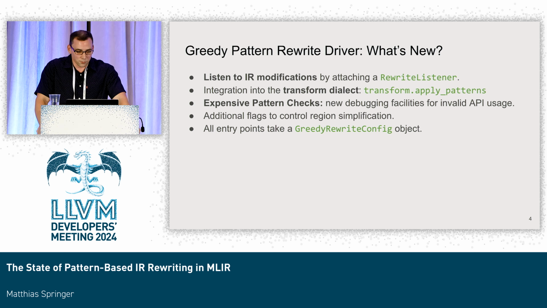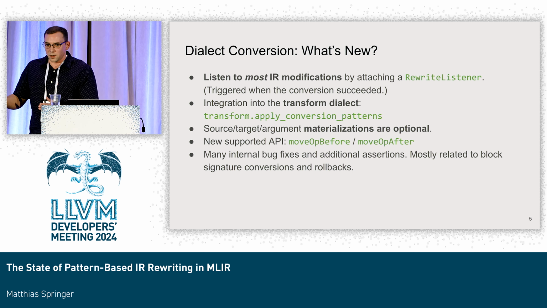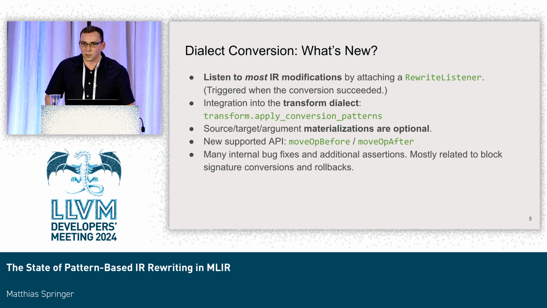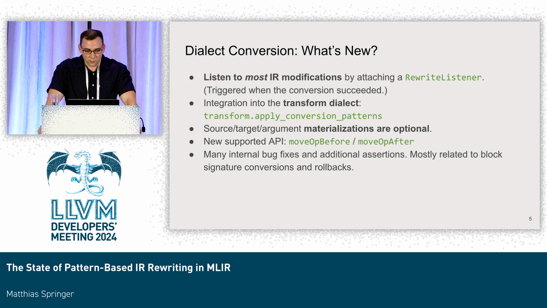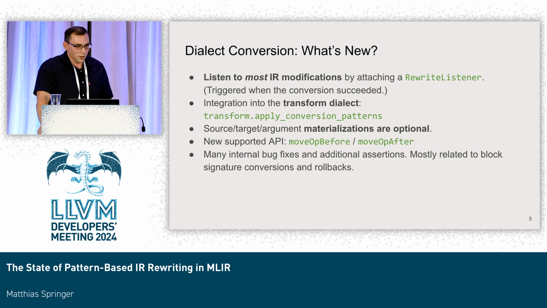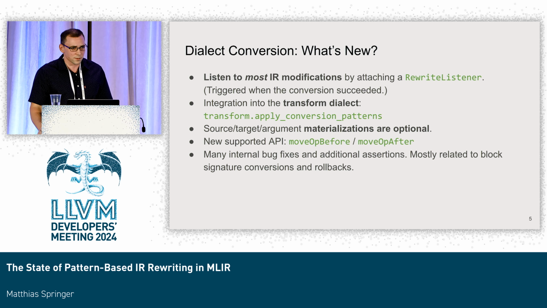A few additional things for region simplification have been added. Also, the entry points have been unified, so everything takes a greedy rewrite config. And there have been a few smaller changes that I haven't even listed here. On the dialect conversion side, we also added listener support, although we don't support it in every case. For example, when an operation was moved, the listener callback will not tell you what the original location of the operation was. That's something that we don't support at the moment. It's also integrated into the transform dialect. The dialect conversion also has these source, argument, and target materializations that you may be familiar with. These are now optional.